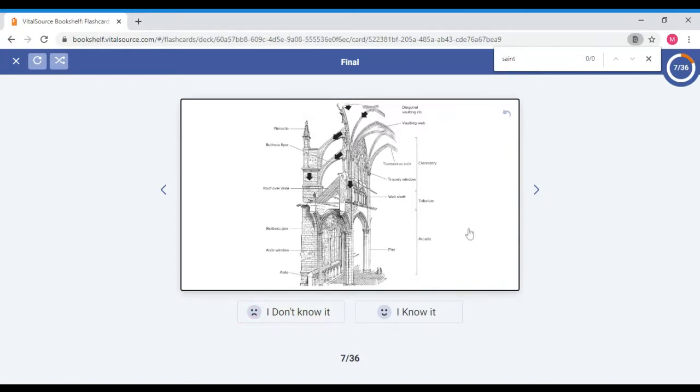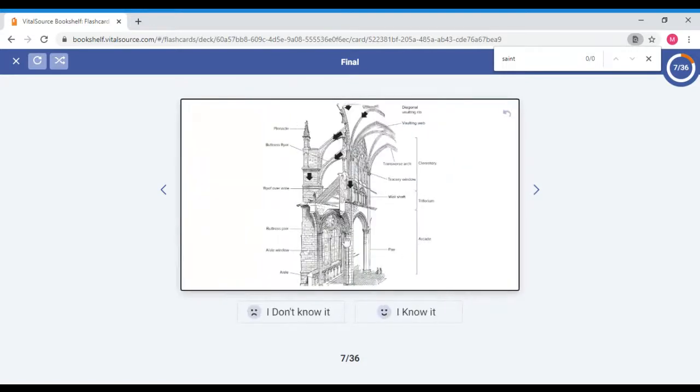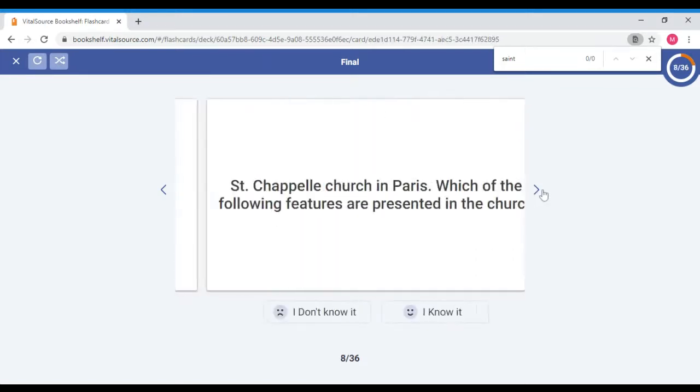Again, I told you this image was going to come back, so just know all of these elements. It's probably one of your favorites, I'm guessing. I know it is a bit stressful having to label all of those, but sorry about that. Hopefully, just study this image and it'll be good.